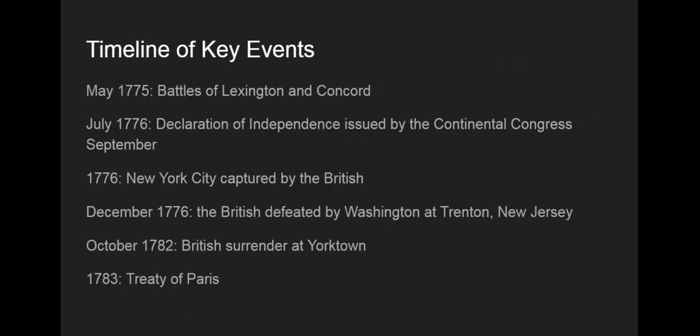So, key events that you need to add to your timeline in your notes. So, May 1775 was the battles of Lexington and Concord, one of the first battles of the American Revolution. And essentially, the British were going to seize weapons from the colonists, and the colonists reacted and tried to prevent that from happening. And then a battle ended up taking place.